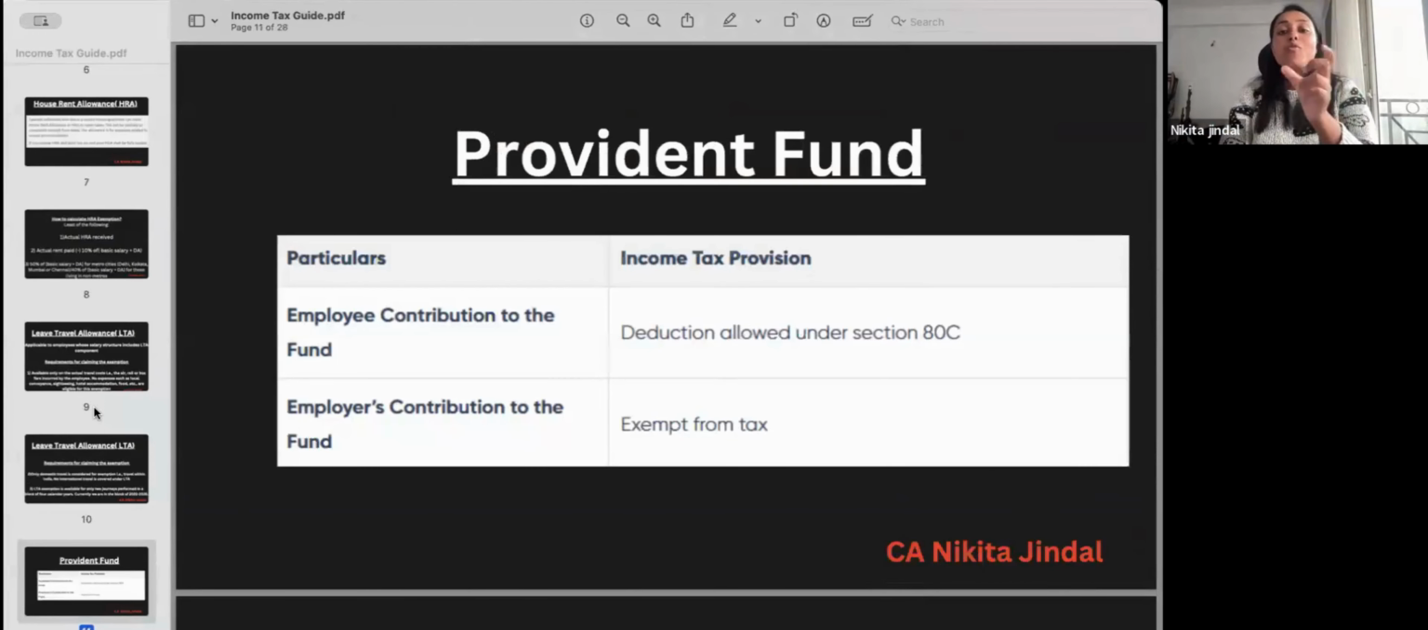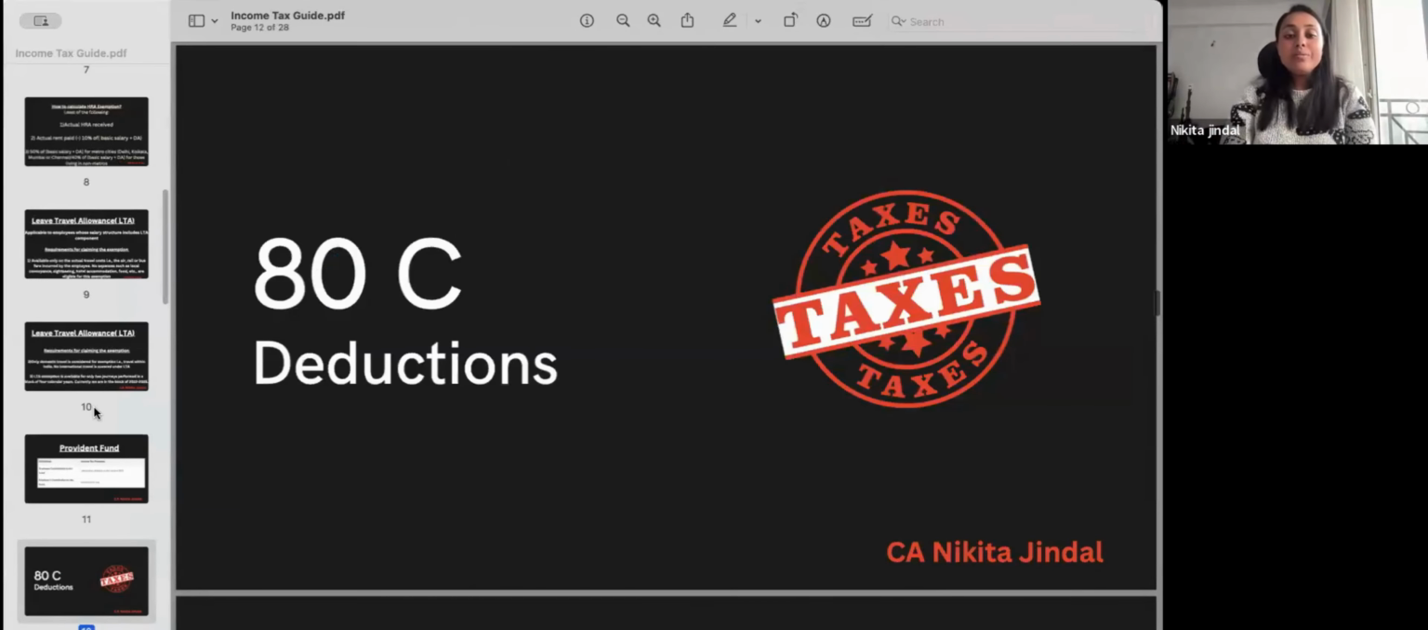And number three is provident fund. Basically, employee contribution you can claim as a deduction under section 80C, and employer contribution is exempt from tax. There's no deduction, but it is exempt from the tax.